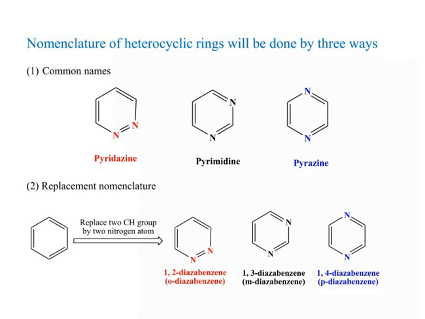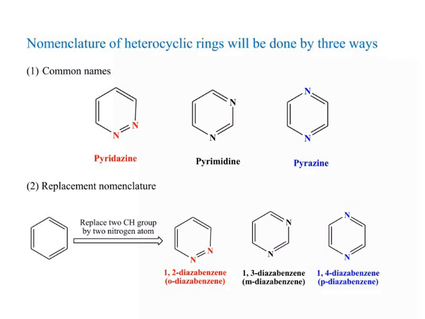Now nomenclature of heterocyclic rings will be done in 3 ways. Common name and replacement nomenclature. Common name: you know that the common names of these 3 isomers are pyridazine, pyrimidine, pyrazine. And replacement nomenclature, you can see here benzene, replace 2 CH groups by 2 nitrogen atoms.